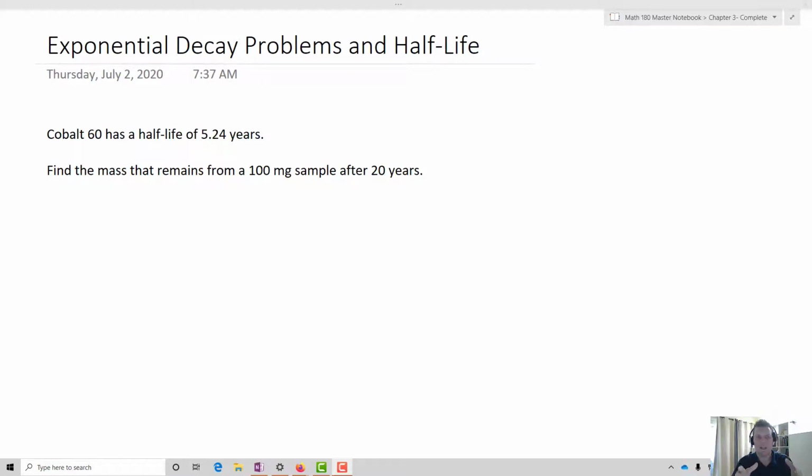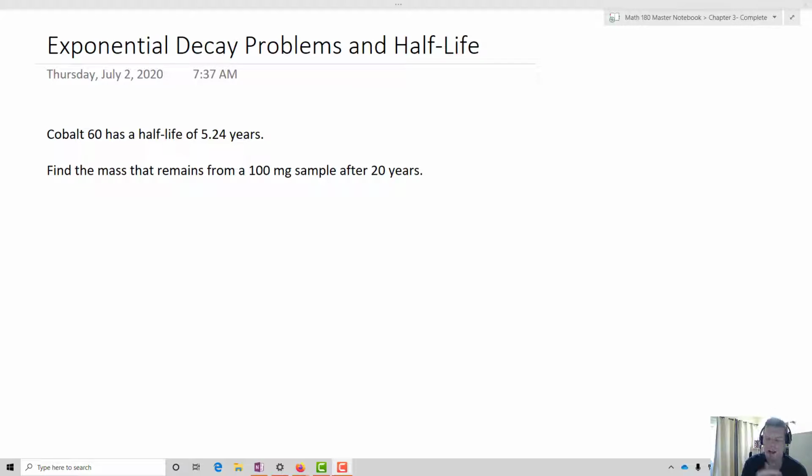So what I'm going to look at inside of this video is exponential decay problems and half-life. Exponential decay and half-life problems are pretty much exponential growth problems, except that our rate of growth is now going to be negative. That k that we found in our growth problems is now going to be negative, or the base of the exponent is going to be less than 1. So they basically run the same way.